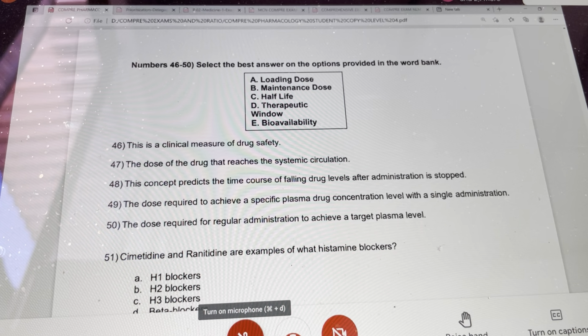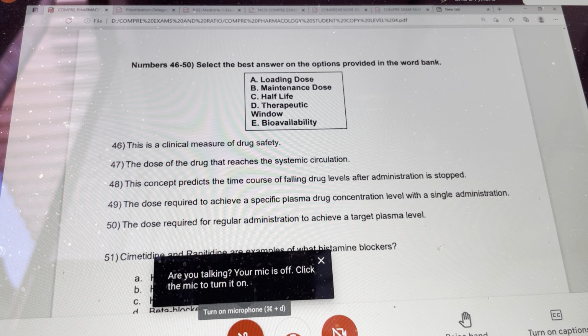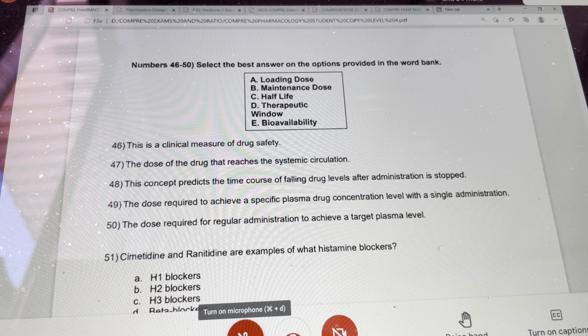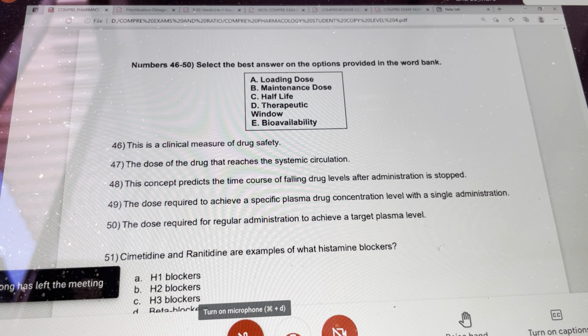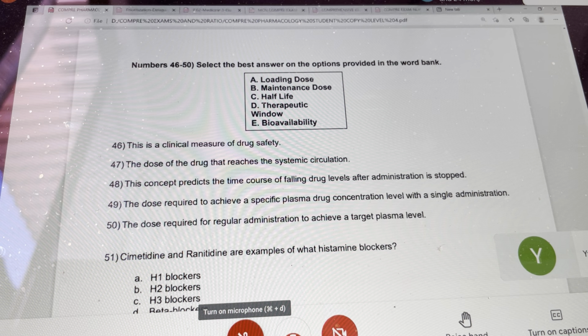Bioavailability. Okay, so bioavailability is the fraction of the administered dose that reaches circulation. So this is the extent to which the administered drug is absorbed and transported to the target tissues. Okay, so that is your bioavailability. Next, number 48. This concept predicts the time course of falling drug levels after administration is stopped. That is your half-life.